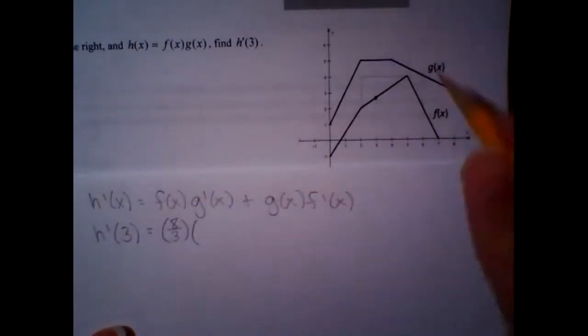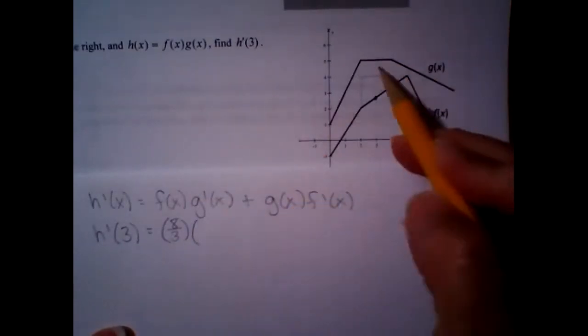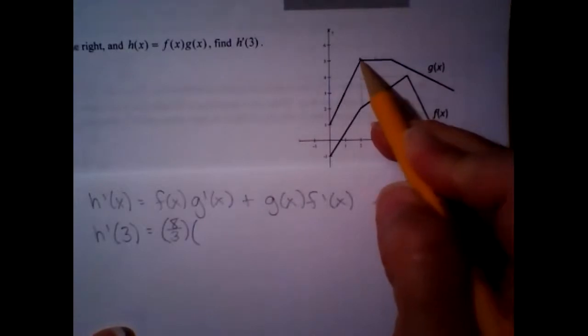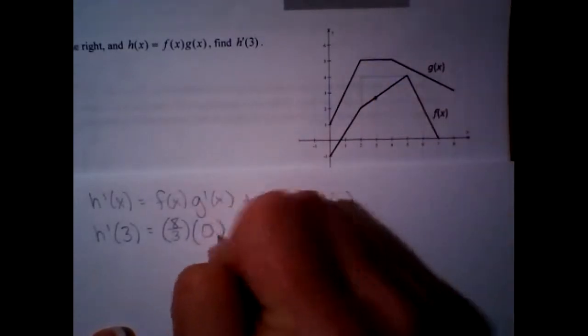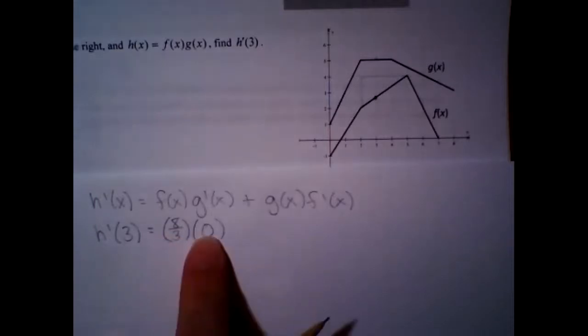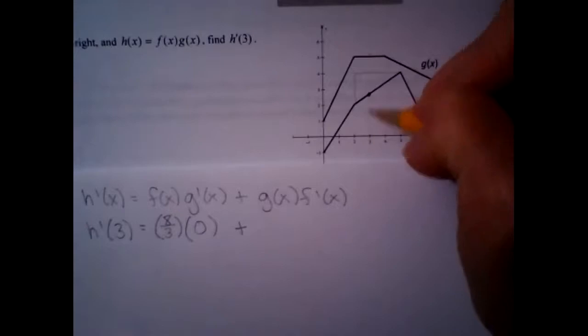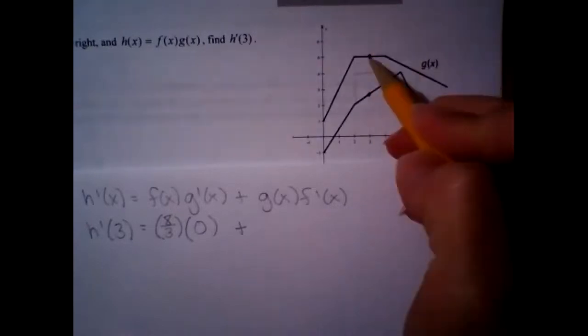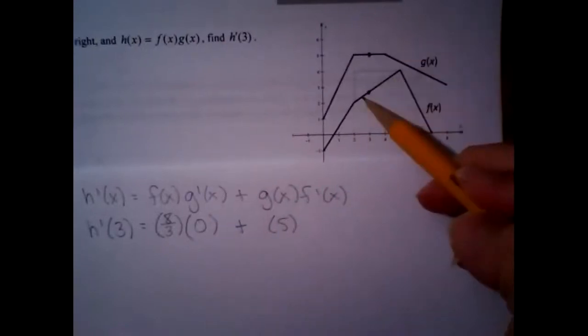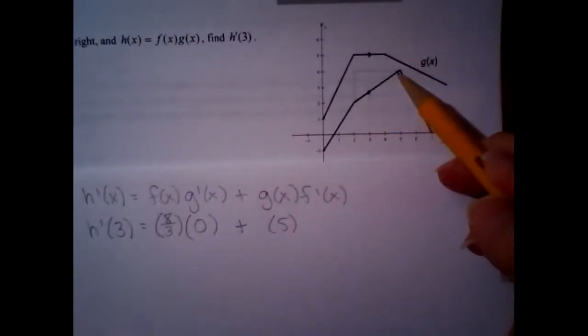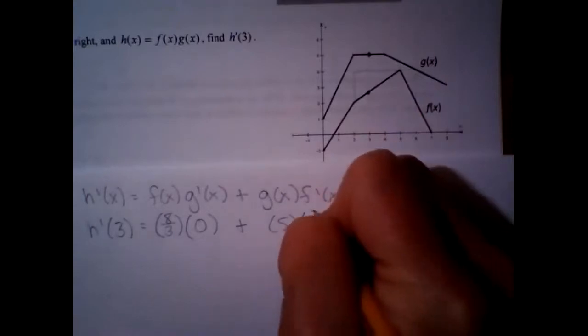All right, g prime at 3. Now, derivative means slope. At 3, this slope is 0. So actually, it doesn't really matter what that came out to because you're going to multiply it by 0 anyhow. All right, g of 3 is right here. That point is at 5. And then f prime of 3, again, derivative means slope. We want the slope at that point, which is 2/3.